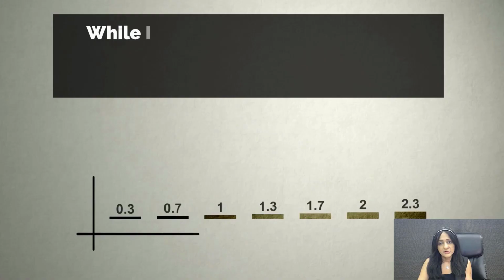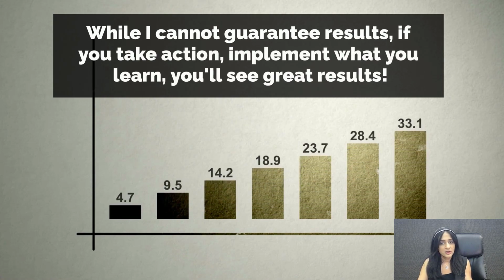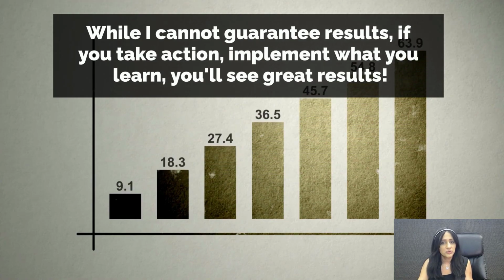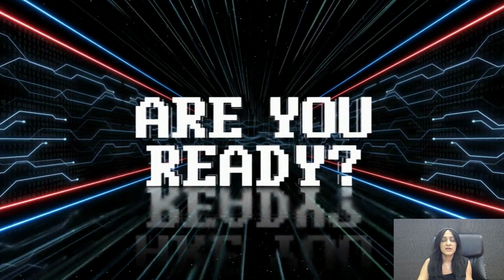Now, I cannot guarantee results. I'll do my best to be there for you, to help you implement this challenge, to answer any questions. I want to see you succeed. I want to see you grow your business where you can get $200,000 a year. It's 100% doable. It's possible. Now, it all depends on you.